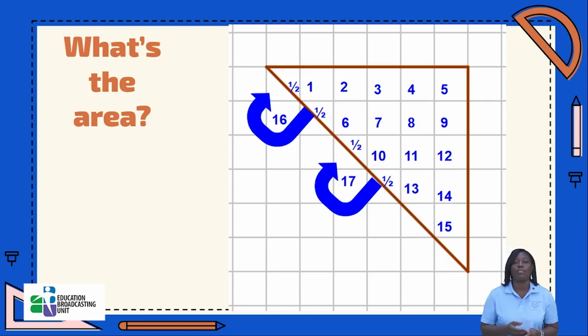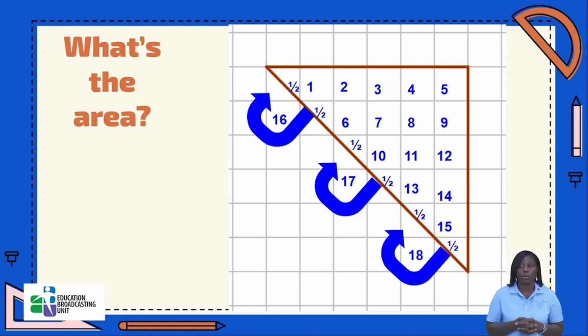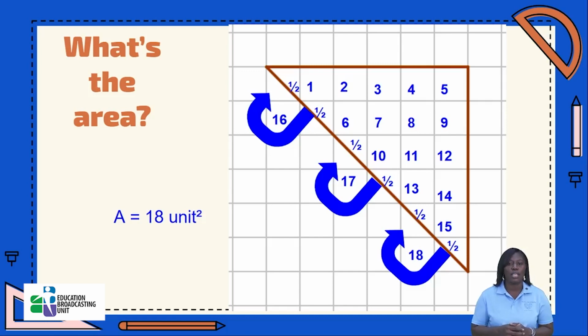So now we have 17 whole squares. And half plus half gives us another whole. And now we have 18 whole squares. But remember, don't forget to square your units. So the area of the triangle is 18 squared units.